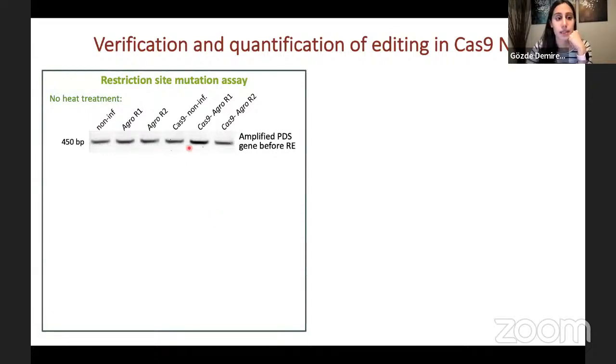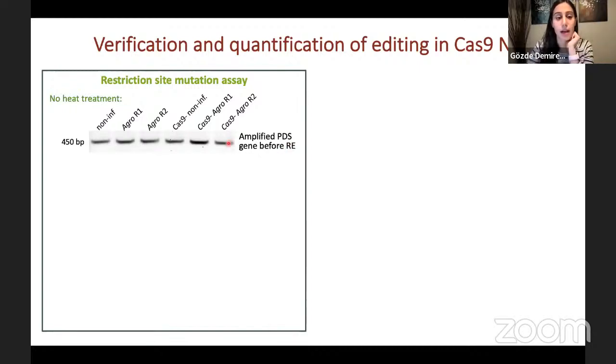So I'll just show this for the transgenic Cas9 tobacco plants. In this case, the first I'm showing is the restriction site mutation assay. Initially we were doing these without heat treatment, so we are looking at the without heat treatment result here. This is the amplified PDS gene before we add the restriction enzyme, so it's not cut here.